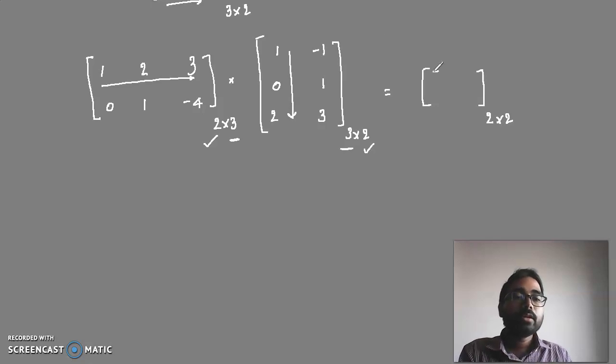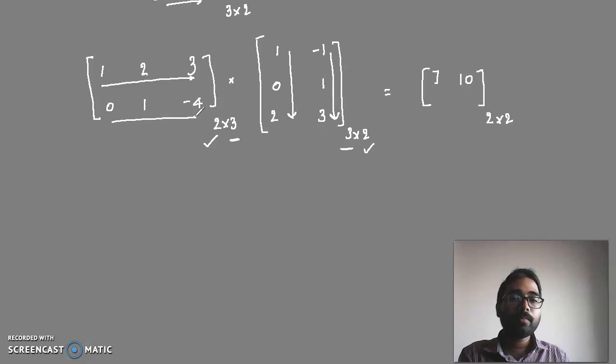Next, what is this position? First row, second column. So first row into second column. The second column is this: 1 into minus 1, minus 1, plus 2 into 1, 2, plus 3 into 3, 9. So minus 1 plus 2 plus 9, that is going to be 10. Next, what about the position of the second row, first column?